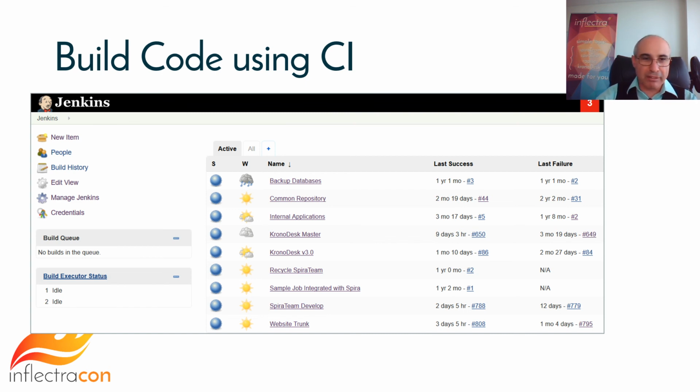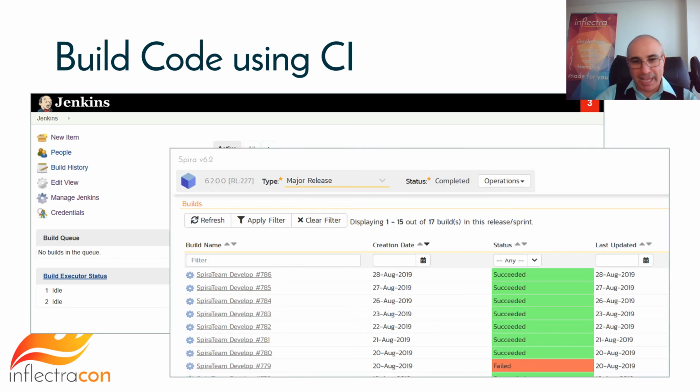There are plenty of other tools out there like TeamCity, Bamboo, and Microsoft Azure DevOps has pipelines now. There are many different tools that do CI. So you use your favorite CI tool. Spira does come with plugins for most of them. We have plugins for Jenkins, Hudson, Bamboo, TeamCity, Azure DevOps pipelines, and some others we're working on as well. So that way you can build the code using the CI tool, which runs all the time, compiles the code, and reports back into Spira.